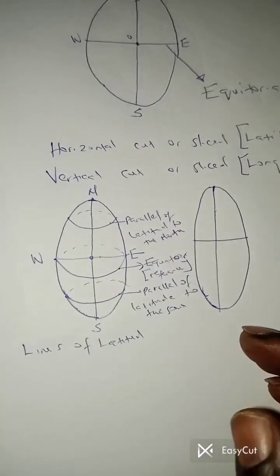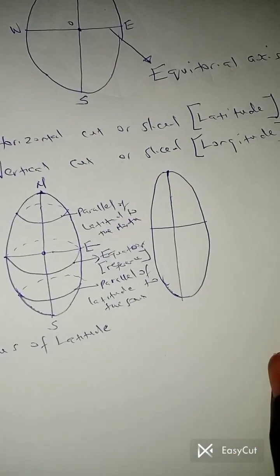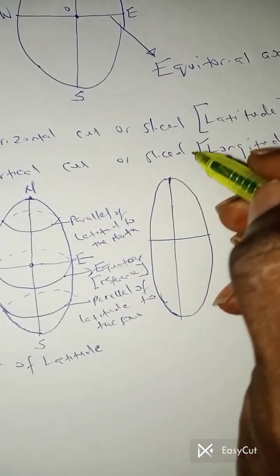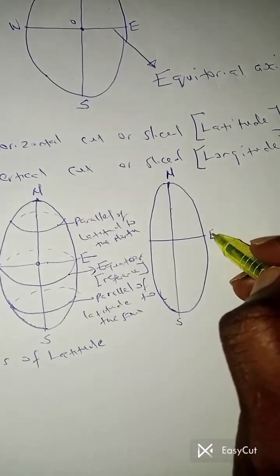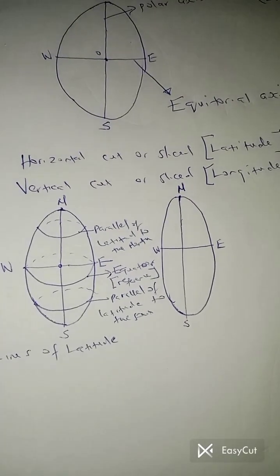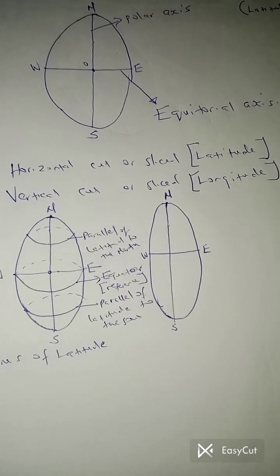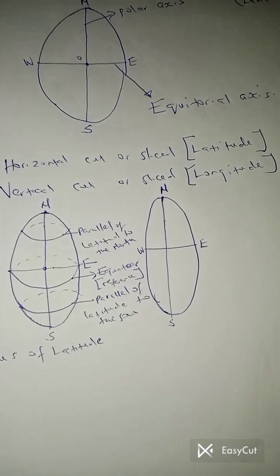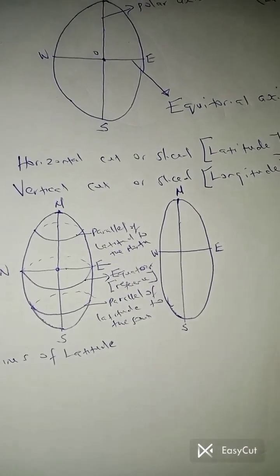Please, if you don't understand, you can rewind to look at what I've done earlier. So I also have the same thing. I have the north, the south, the east, and the west. So now I say that the horizontal chord or slide is latitude, while the vertical chord or slide is known as the longitude. Now I want to explain the one for the longitude.